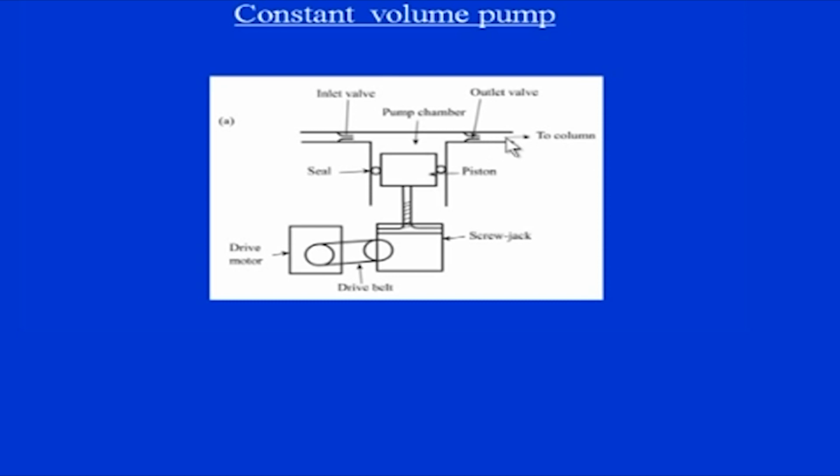Once it is done, these valves will accordingly be closed or opened. When the eluent has to come from the reservoir, this valve will be opened, and then when the syringe pump strokes and has to deliver, or displace, this eluent onto the column, this valve will be open and this one will be closed. So, this is the constant volume pump, and it is quite widely used in HPLC systems.